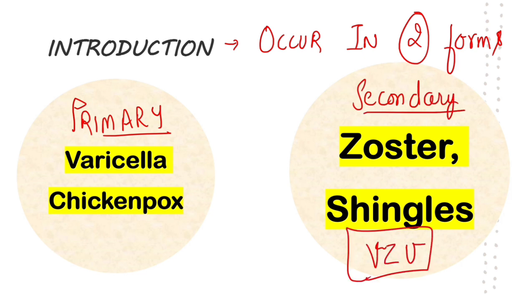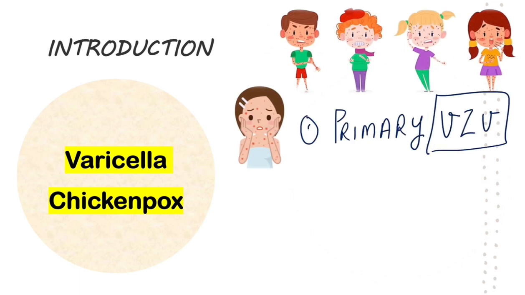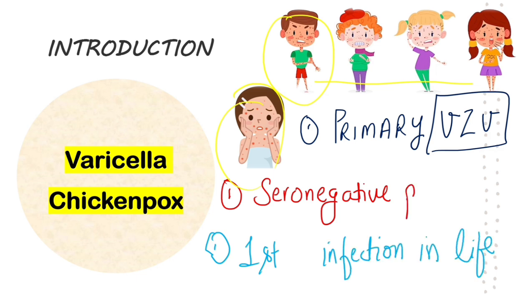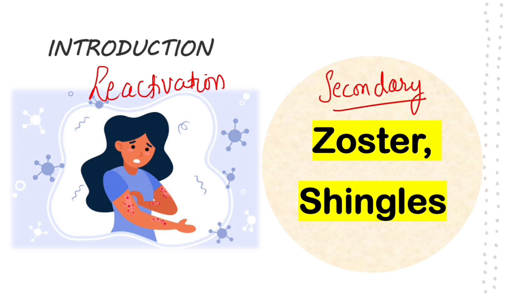Now, let us understand the difference between the two. First is primary disease or the varicella or chickenpox disease. This occurs in individuals who are lacking antibodies or who are seronegative. That is, the initial or first-time infection in an individual by varicella zoster virus is termed as varicella or chickenpox. Now, in secondary disease, when subsequent or reactivated manifestation of herpes zoster virus is seen, it is known as shingles.